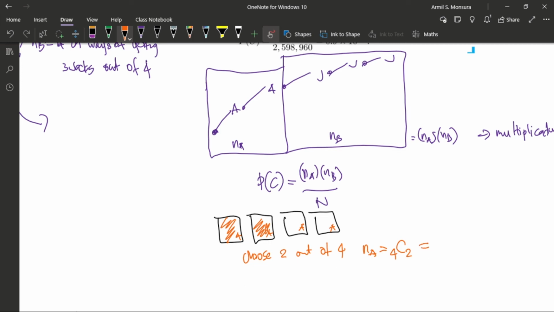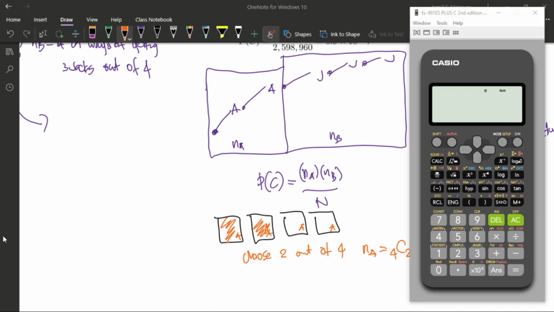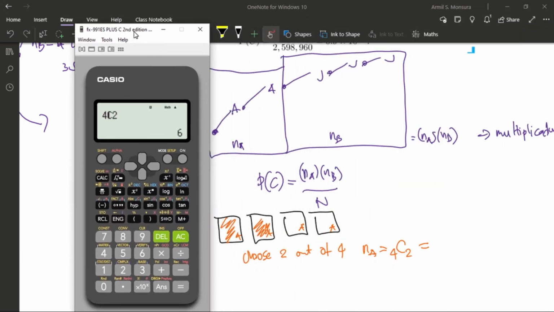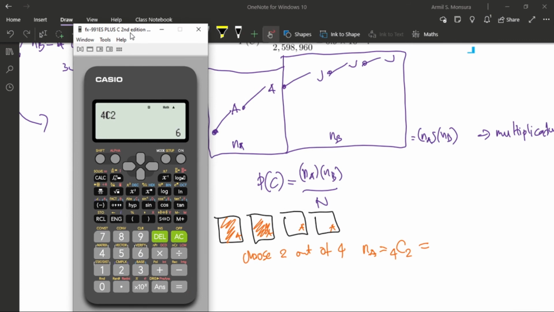So pag kinumpute natin yan, actually nasa calculator nyo naman to, kung may calculator pa kayo. Okay. So here in my calculator, dito siya sa taas ng divide operation. So I can just simply type 4 combination 2. Yan. So that should give me 6. So ibig sabihin, there are 6 ways that I can choose 2 aces out of 4 possible options.